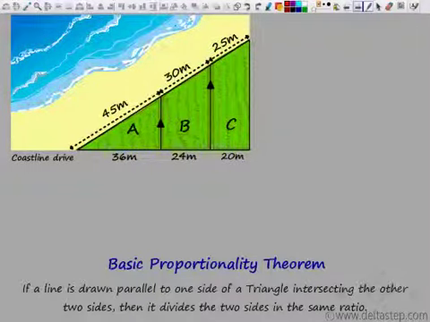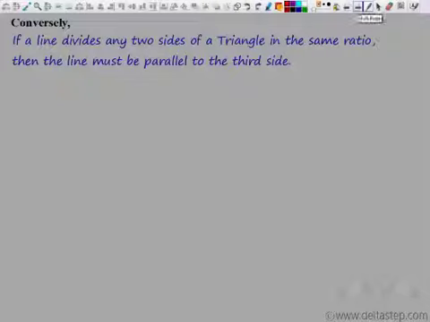So we know that basic proportionality theorem states that if there is a line that is parallel, then the ratio of sides would be equal. Now let us look at the converse of basic proportionality theorem. What does the converse say? The converse says that if the ratio of sides is equal, then the line should be parallel. So for the converse, you have a line that would divide it into two equal ratios. All you need to prove is that that line would actually be parallel to the third side.